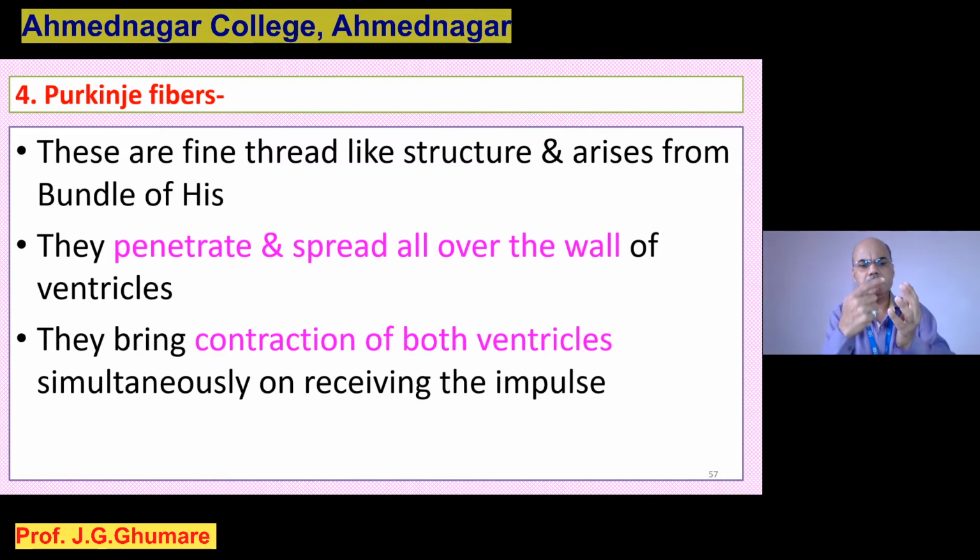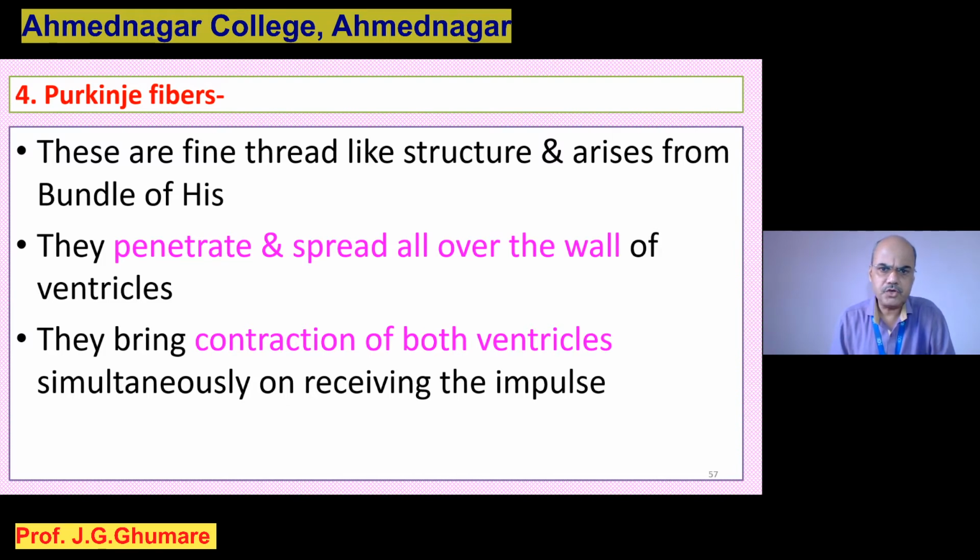On receiving the impulse, say for example, the impulse will start from the SA node and will be collected by the AV node. The bundle of His will do the work of carrying the impulse only, increasing the speed. And when the impulse reaches the Purkinje fiber from base to top, that results in the contraction of the ventricle. Equal impulse will reach both ventricles, so both ventricles will contract simultaneously. That's it. This is something about the conducting system of the heart.